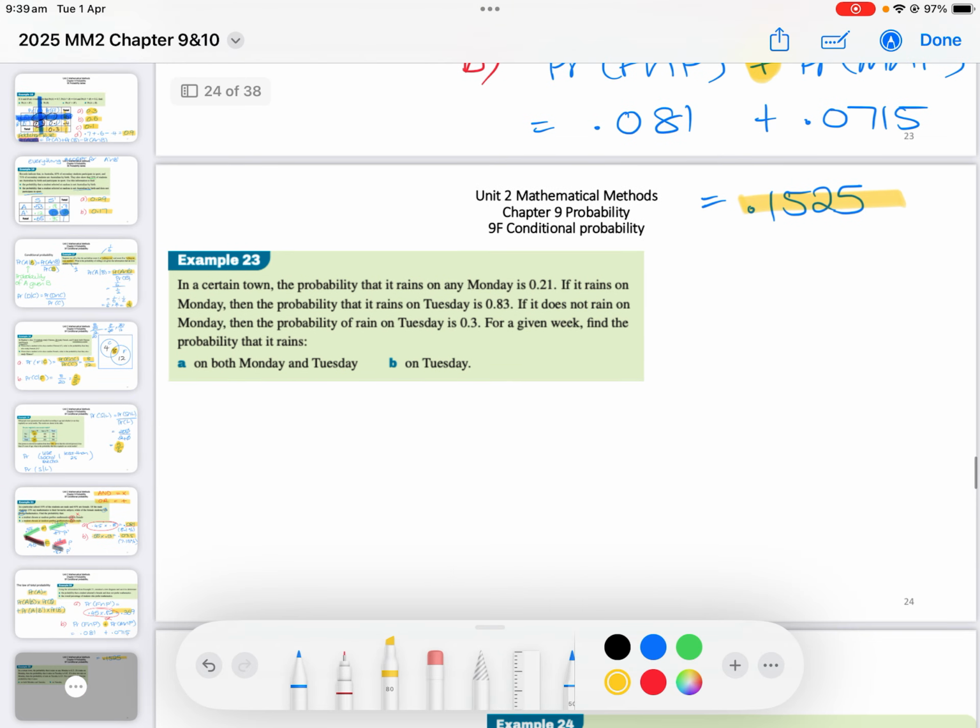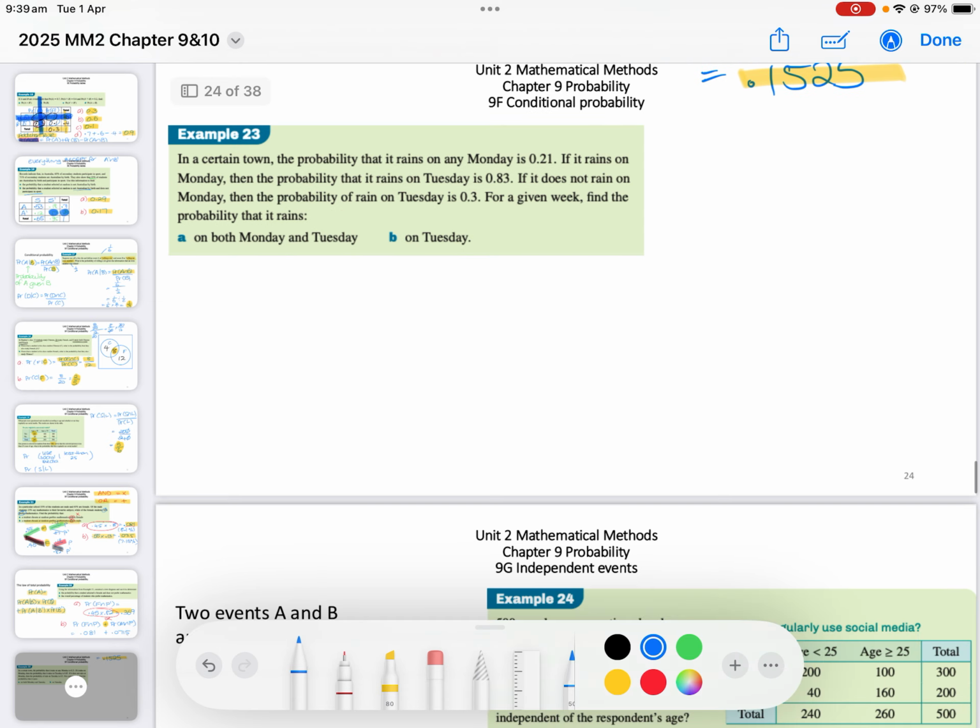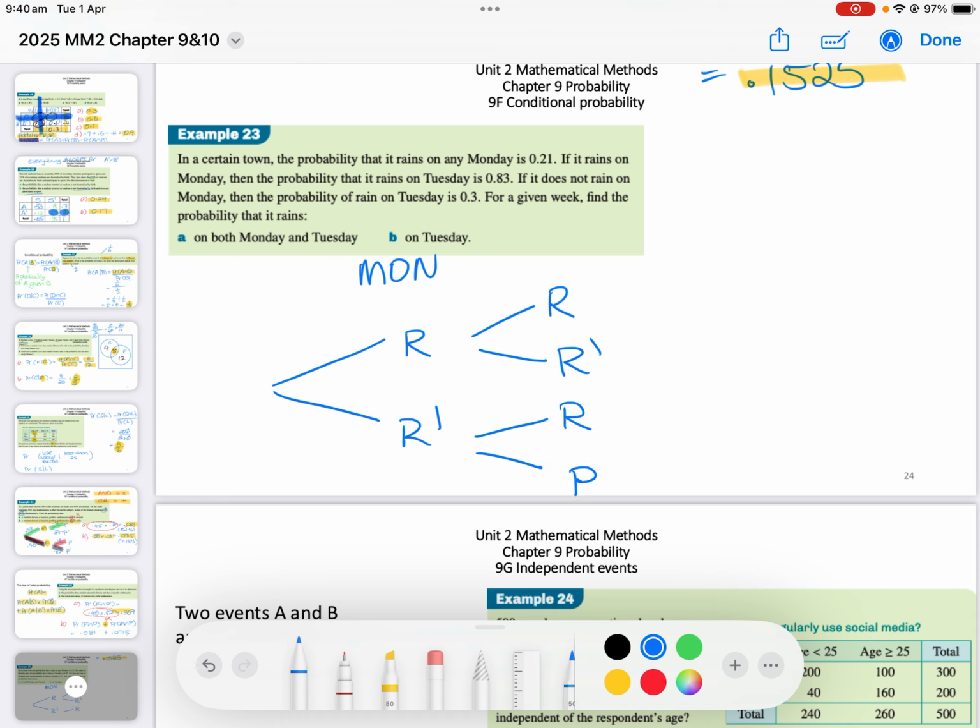It's certainly a long video, isn't it? In a certain town, the probability that it rains on a Monday is 0.21, and if it rains on a Monday, the probability it rains on Tuesday is 0.83. So what I'm going to do for this tree diagram is I'm going to make this Monday, and it can rain or it cannot rain. This is Monday. What happens on Tuesday is it can rain or not rain. So sometimes it can be confusing what's going to go on your arms of your tree diagram. So in this case, we're talking about the first day is Monday, second day is Tuesday.